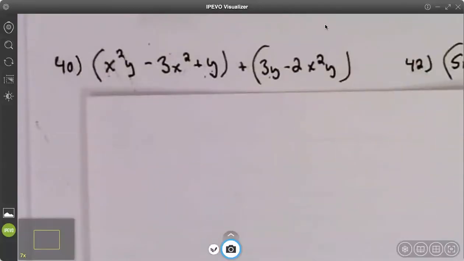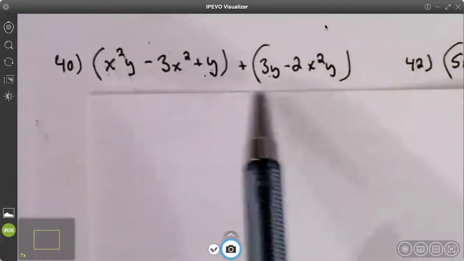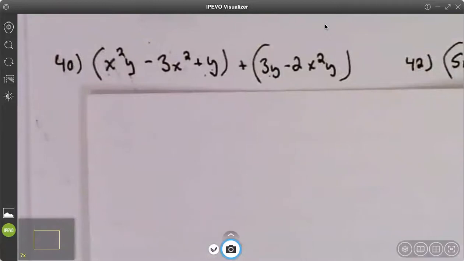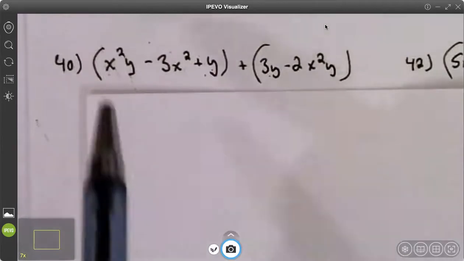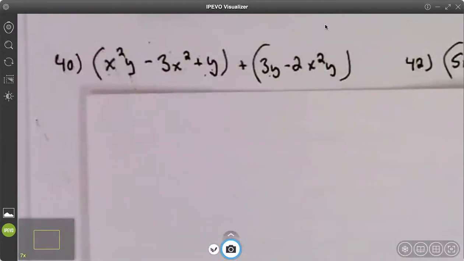This video is on adding and subtracting polynomials. On number 40, I have a trinomial plus a trinomial, which really doesn't matter whether it's a binomial, trinomial, or four terms, it doesn't matter. Basically, I'm just combining like terms. Honestly, these parentheses don't even matter. We're just combining like terms.